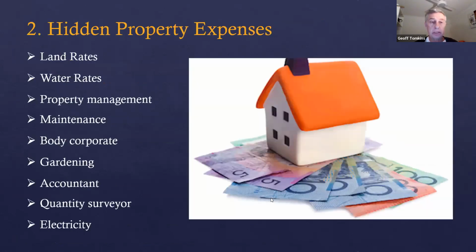So tip number 2 is the hidden property expenses. Very, very important. We're going to run through each one of those and explain them in a little more detail. First, the land rates, the council rates we pay on the property, very important, and they will vary from property to property. If you're not sure of the rates at purchase time, you can do a council search or get your solicitor to do those searches.